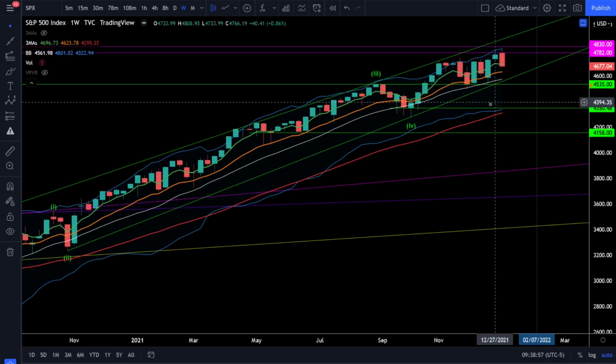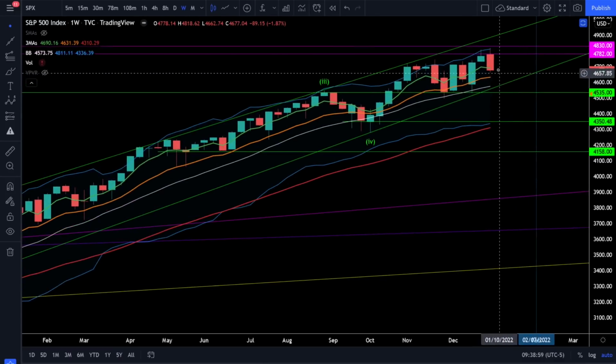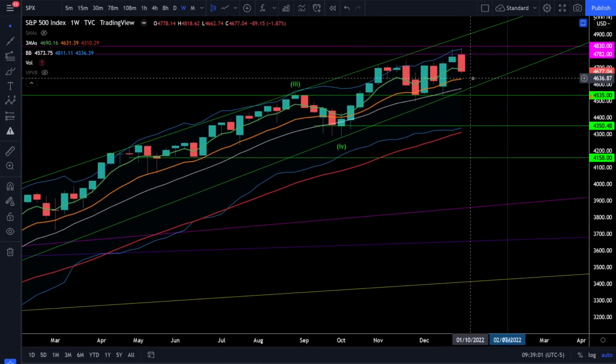So I'm going to zoom in here, and the first thing you'll notice is that we're definitely looking like we're in a wave 5 here, which means once we do reach a top in this wave 5, we are going to see a full-blown correction to correct this 5-wave move. Now, how do you know you're going through a correction? Is you're going to see a break of the support level.